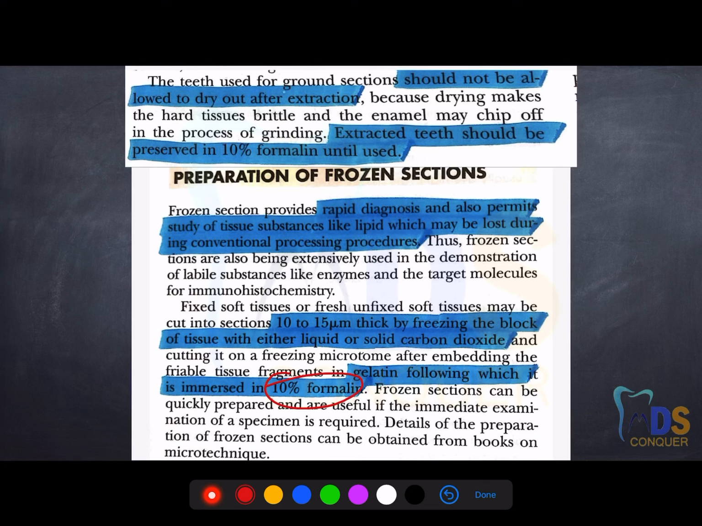Okay, of course, this is the most familiar question. 10% formalin is the most commonly used fixative. And the other important thing that you have to make a note of: extracted teeth are stored in, okay, regular question. Most of you get confused with hydrogen peroxide, but extracted teeth should be stored and preserved in 10% formalin until they are used.